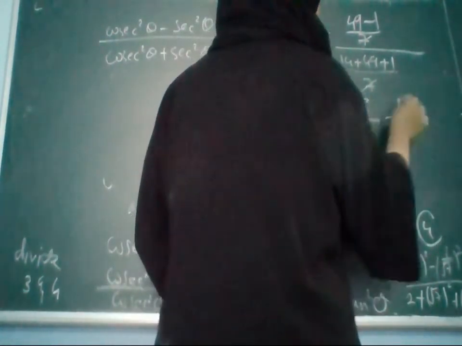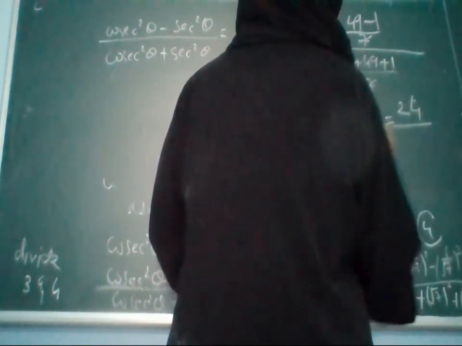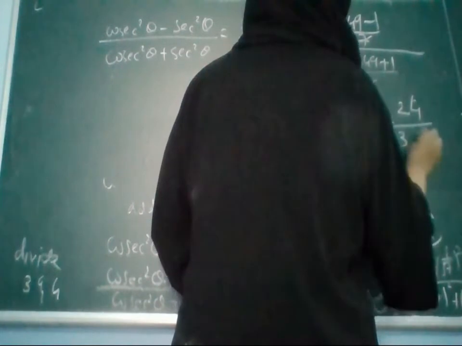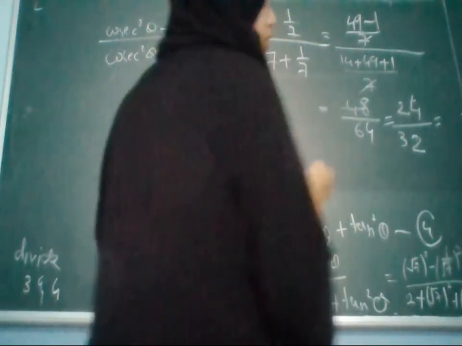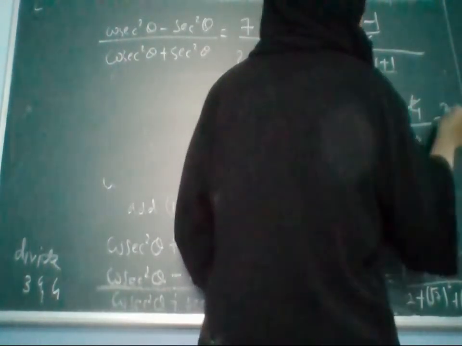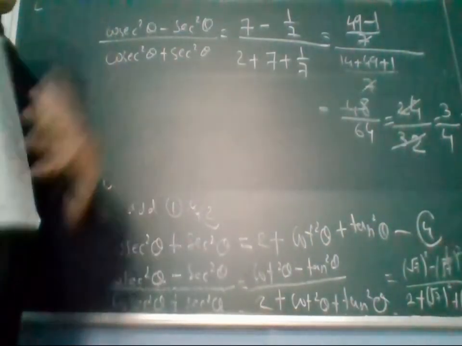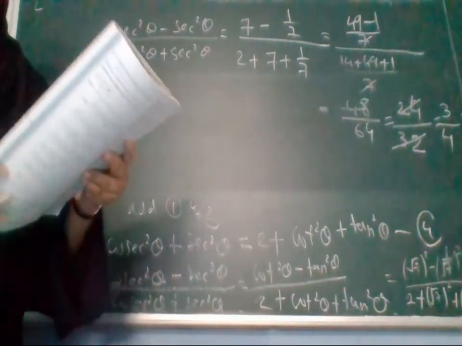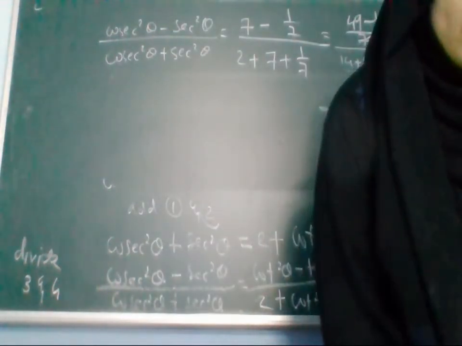So it will be 2 2s are 4 and 2 4s are 8, divided by 2 3s are and 2 2s are. Again 8, 8 3s are 24, 8 4s are 32. So the answer is 3 upon 4. So your final answer is 3 upon 4. So similar type of problem you can solve from your exercise. Yes, I am giving you the problem numbers.